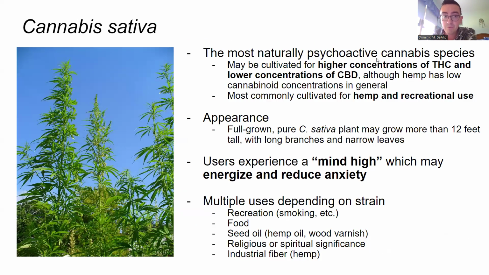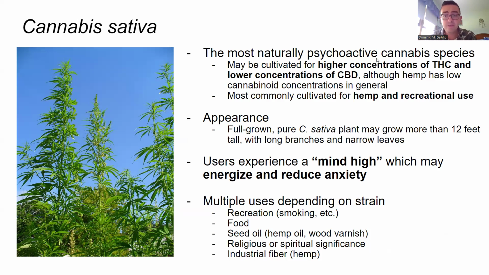So let's talk cannabis sativa. Cannabis sativa is the most naturally psychoactive cannabis species, and it's cultivated for its high concentrations of THC and lower concentrations of CBD. THC being our main psychoactive compound, which makes sense because users will experience a mind high, as they say, when they consume cannabis sativa and things derived from its extracts. This mind high might energize and reduce anxiety at proper therapeutic dosing.